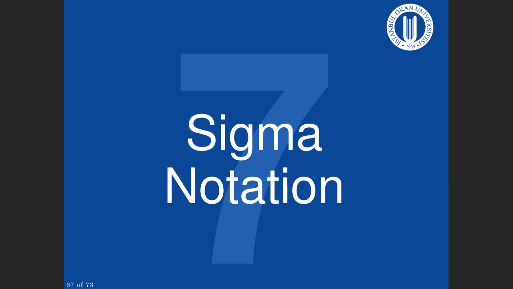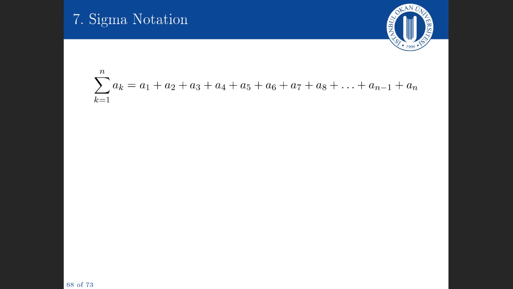The final chapter for today's lesson is chapter 7, sigma notation. Let's suppose we want to add lots of numbers together. Instead of writing a1 plus a2 plus a3 plus a4 plus etc., we have a nice, neat way to write this. We could write it like this. What does this mean?